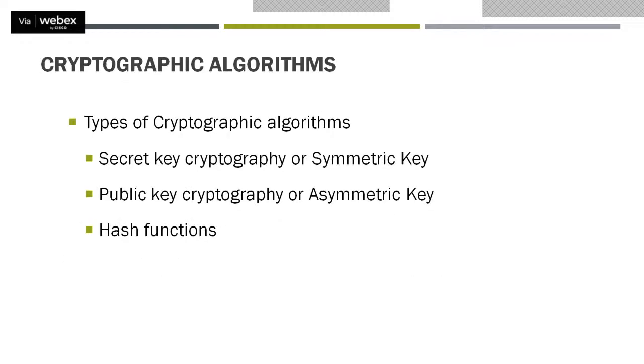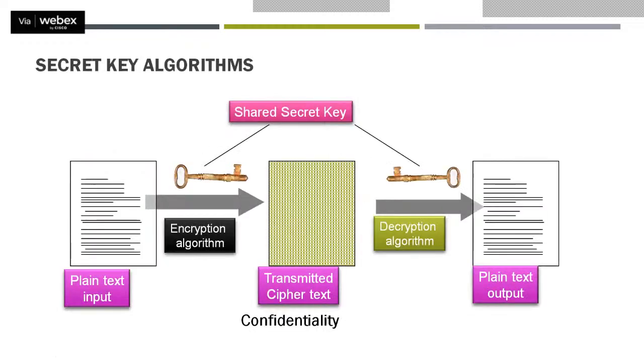Whenever we talk about cryptographic techniques, there are majorly three types. One is secret key cryptography or symmetric key cryptography, then public key cryptography or asymmetric key cryptography, and finally the third one is hash functions. Each one has its different usage and importance. Now we talk about the secret key algorithms.